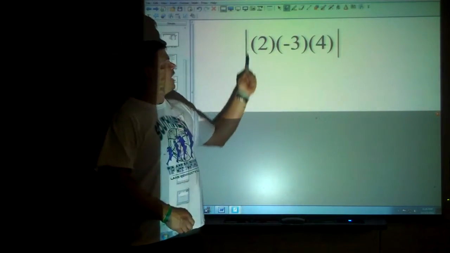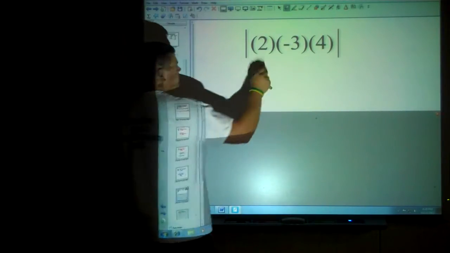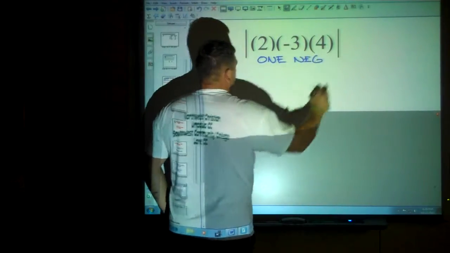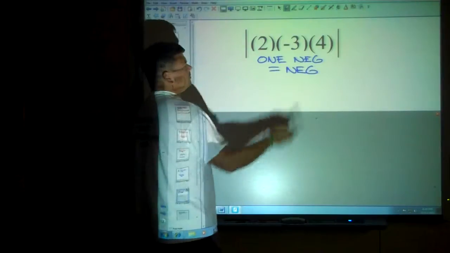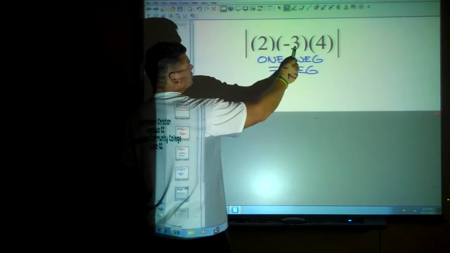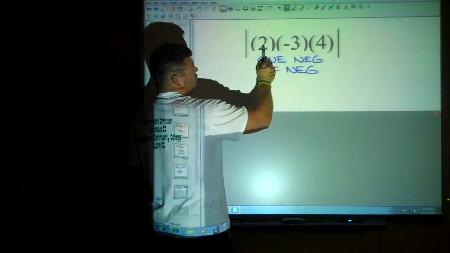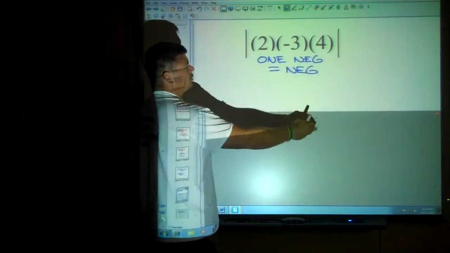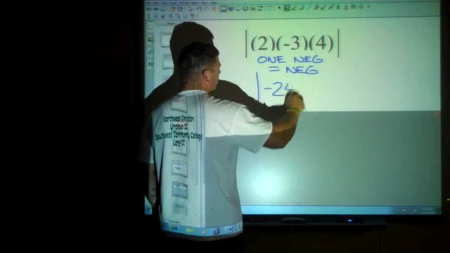Now you'll notice the absolute value brackets. I have to do everything inside the brackets first. Inside the bracket there is 1 negative. So that means it's going to equal a negative answer. I already know that. Multiply in any order you want. 2 times 3 is 6, 6 times 4 is 24. 4 times 3 is 12, 12 times 2 is 24. 2 times 4 is 8, 8 times 3 is 24. It doesn't matter how you multiply it, there's 1 negative, so this is actually the absolute value of negative 24.